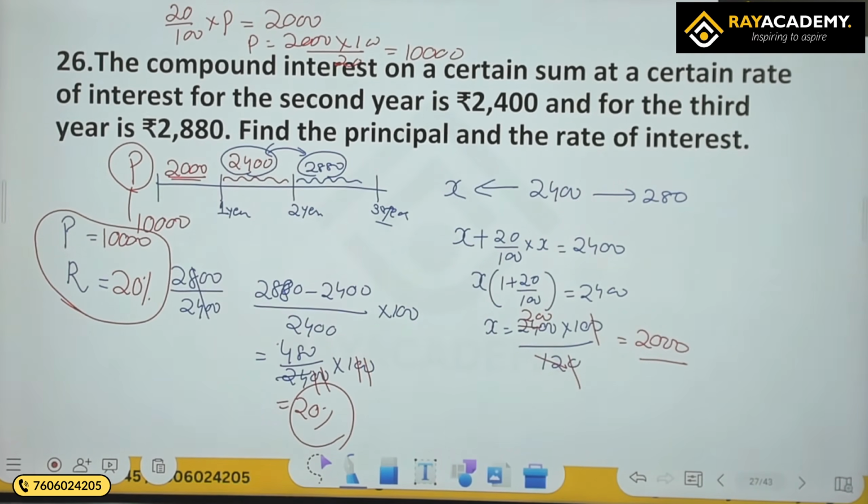This is the concept you have to understand. In compound interest, just as your total amount grows by the rate of interest r, similarly the interest generated every year also grows by the same rate of interest. If you use that concept, it becomes very easy. Otherwise, if you want to put in all the formulas, it will be very, very difficult.